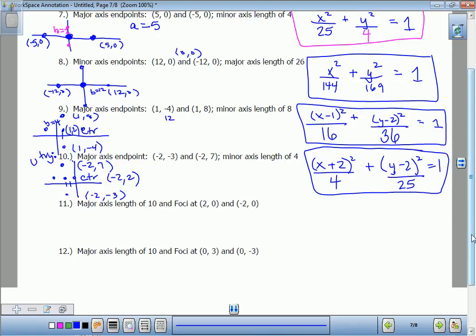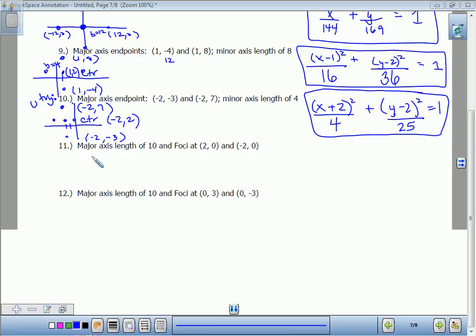Okay. Number 11. Number 11 does not give us the major endpoints or minor endpoints. It gives us the foci. But the center is the midpoint of the segment that connects the foci. It's halfway in between. So even without drawing, you guys can tell the center is at 0, 0. But if you needed a sketch, sketch it. The center has to be at 0, 0.